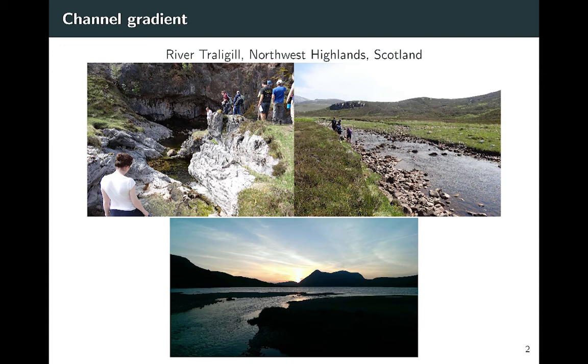But we know just from observational data that channel gradient decreases simply as a function of distance downstream along a river system. So this is just an example from the River Tralligill in the Highlands of Scotland, where I'm from. And you can see in the headwaters, we have very steep gradients, and this decreases as we go downstream to the outlet. So if we want to compare channels with different lengths, we need to somehow normalize this gradient for this distance downstream effect.